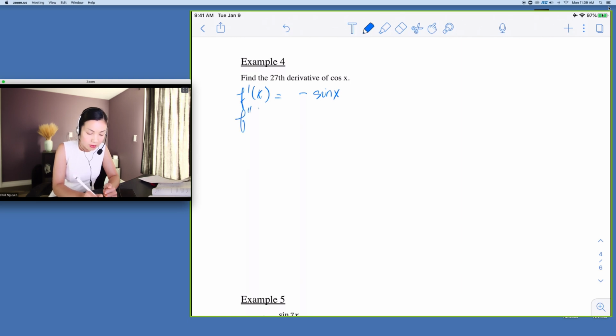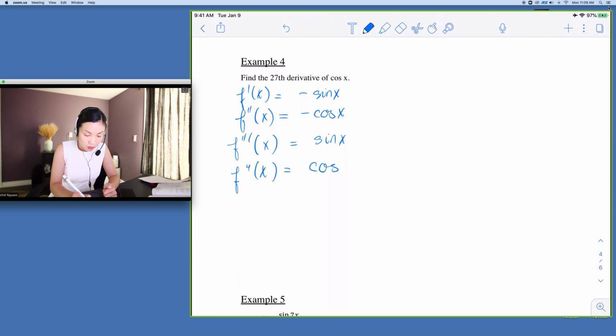F double prime is negative cosine of x. Third derivative, we go back to sine. Fourth derivative, we are back to cosine. Okay, so you see that we get back to the original.